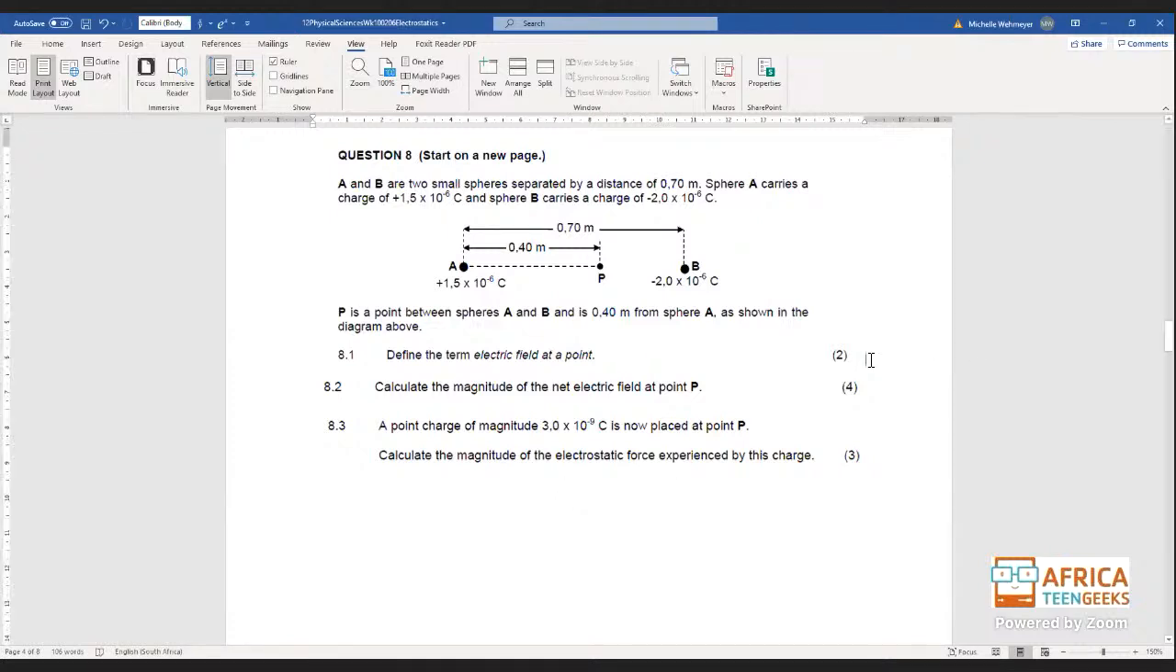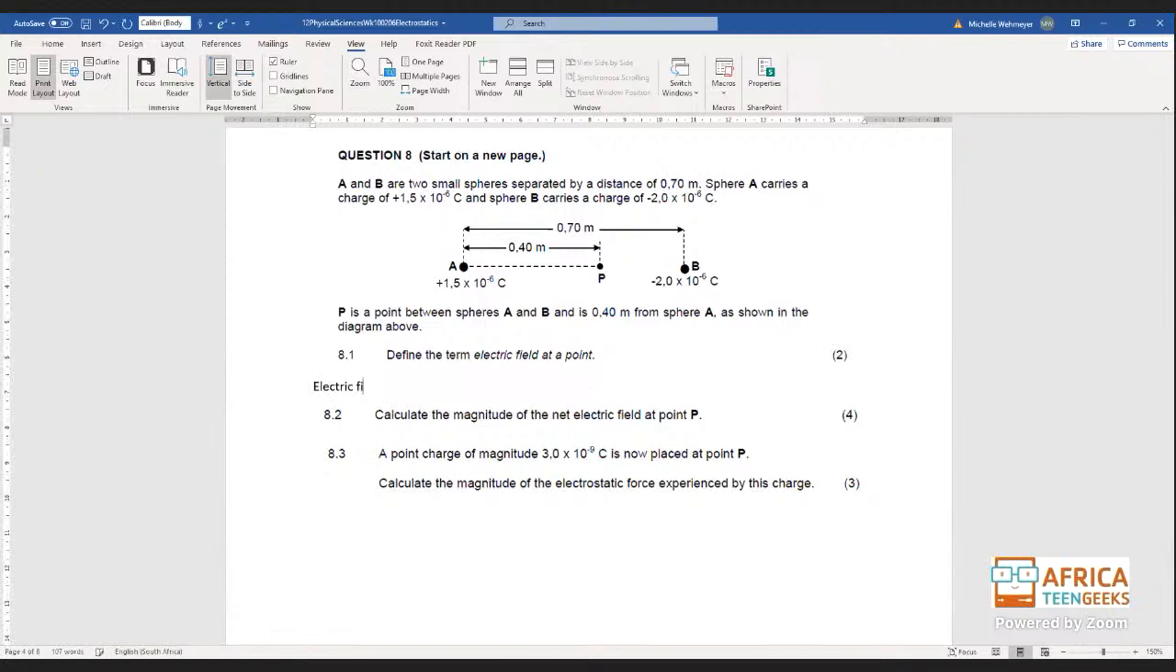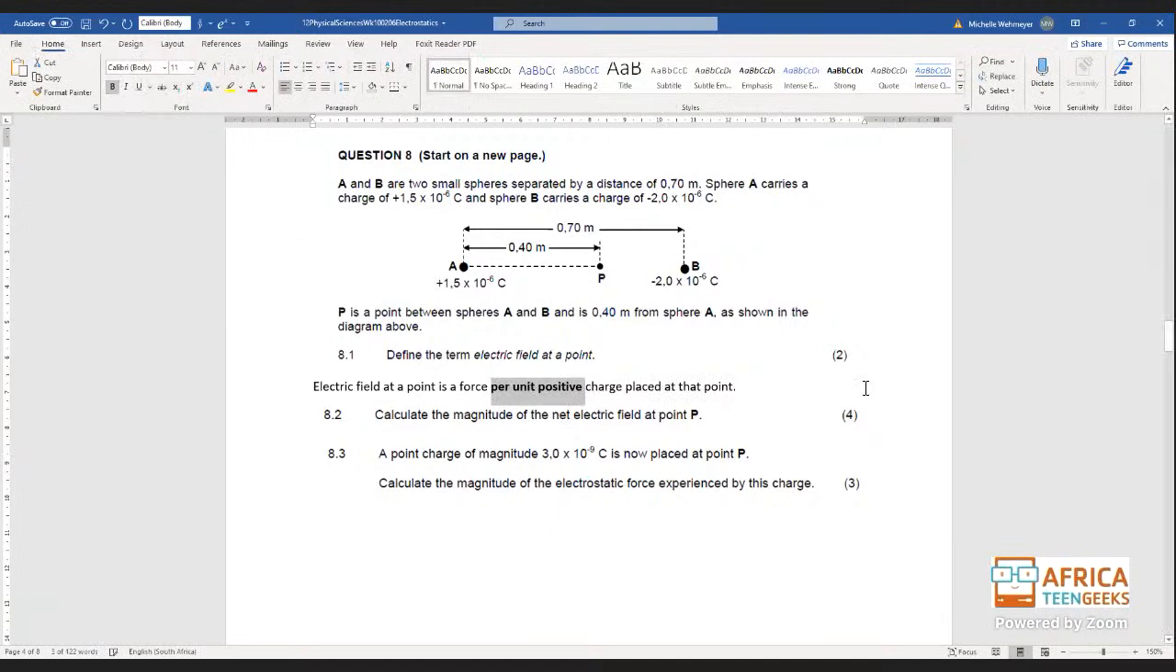So, an electric field at a point is a force per unit positive charge placed at that point. And the part that you get marks for is the per unit positive. If that's not in your definition, they don't give you the marks. So an electric field is the force per unit positive charge placed at that point.